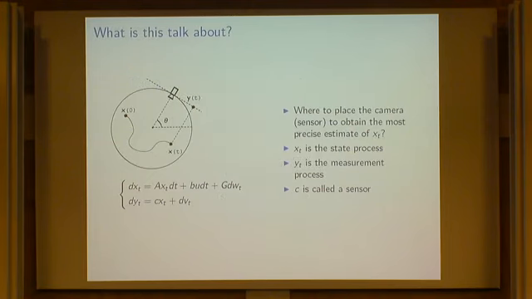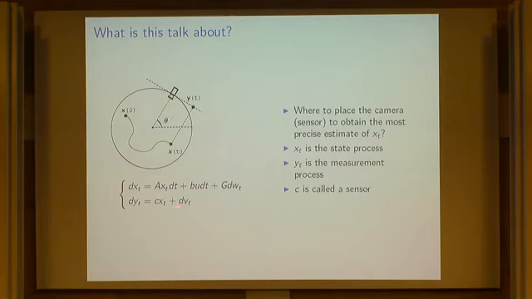So what is this talk about? Here's my motivational slide that perhaps is a better motivation for engineers than for statisticians, but let me go with this nevertheless. Imagine that you have an agent or a particle or anything like this that moves in the plane, and its position is described by this variable x of t, so it's in R2, and x of t evolves according to this stochastic differential equation.